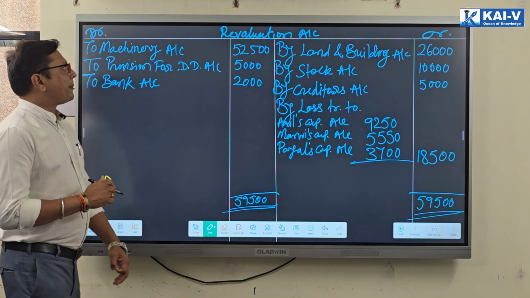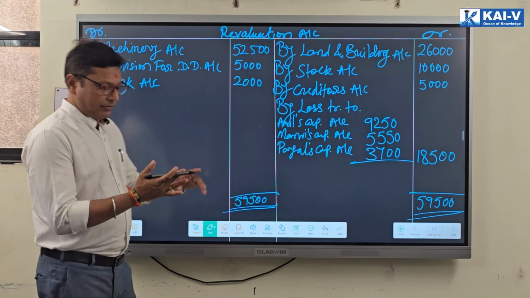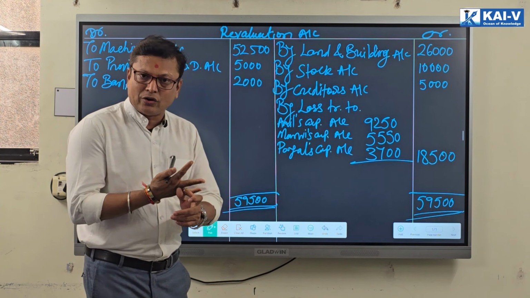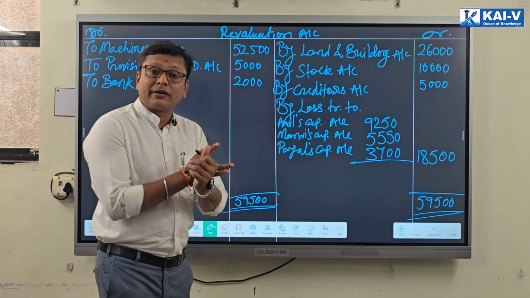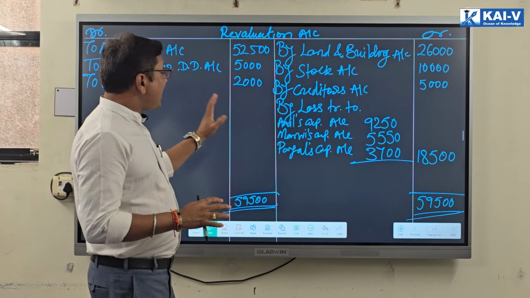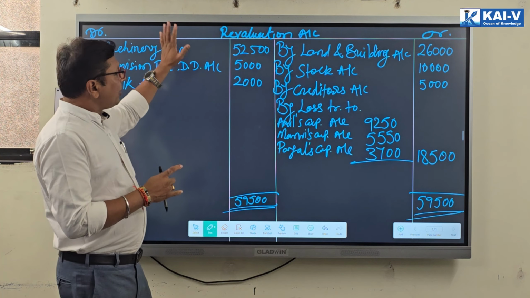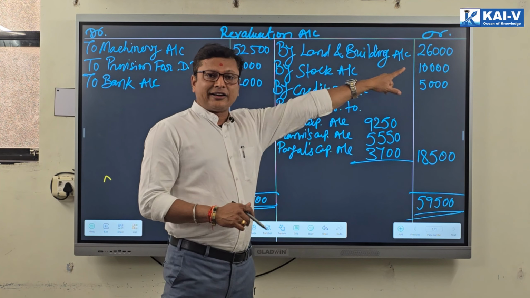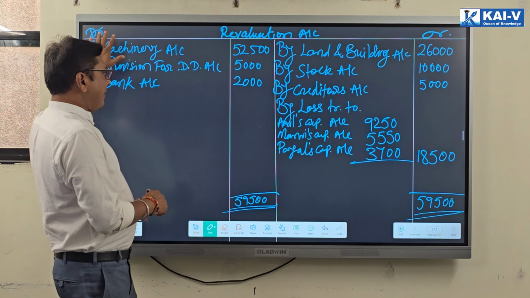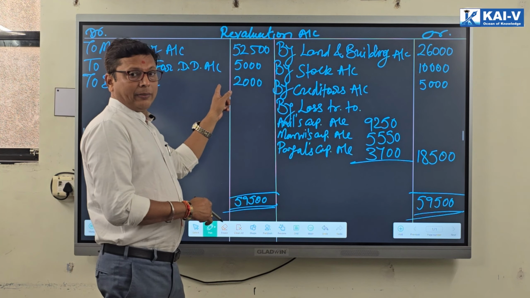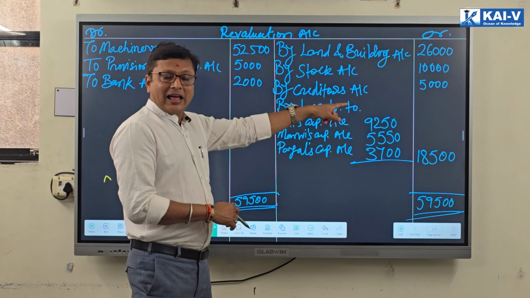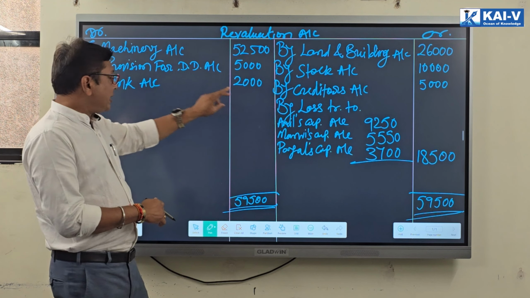So this is how we're going to prepare revaluation in all the chapters, like change in profit sharing ratio, in admission of partner, retirement of partner, death of partner. जहाँ कहीं भी हमें revaluation account बनाने के लिए बोला होगा, the same way we're going to present. The funda is like whenever increase in the asset, it will be credited, decrease in the asset, it will be debited, increase in the liability, it will be debited, decrease in liability, credited, any expenditure incurred, it will be debited.